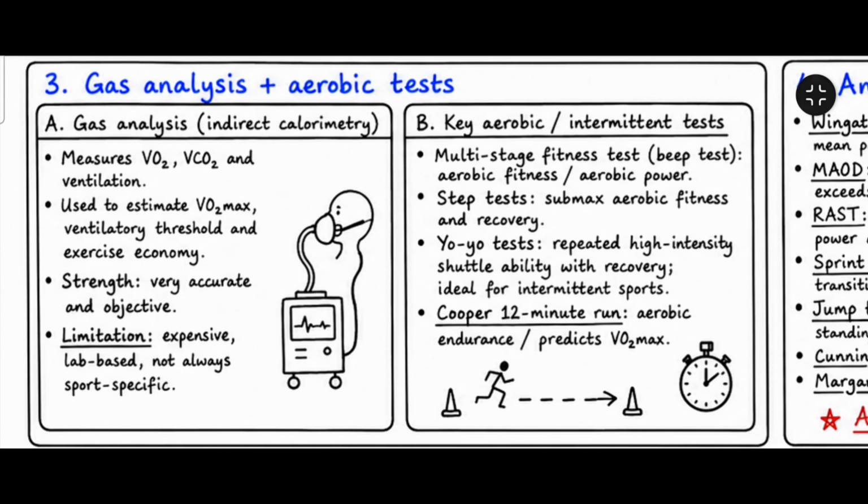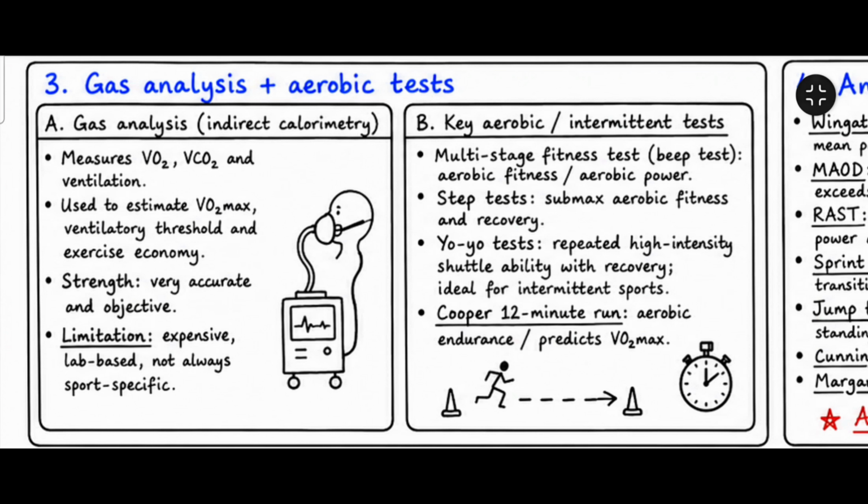Next, we have yo-yo tests. Yo-yo tests are made for intermittent sports. Yo-yo tests measure the ability to repeatedly perform high-intensity shuttles with recovery. And why it matters? It matters for sports like rugby, football, hockey, because these performers must sprint, recover, again and again and again.